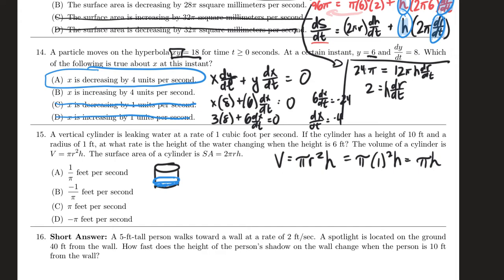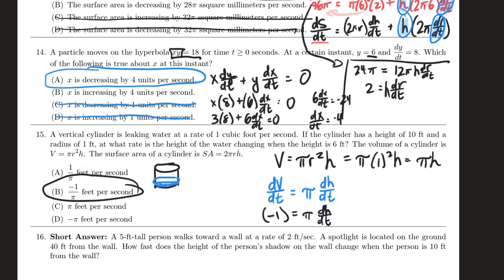And now we take the derivatives. Again, remembering pi is a constant, so I'm just going to get pi to stay. And the derivative of h is dh dt. And then we plug in what we know. Water's leaking at a rate of 1 cubic foot per second. So the water moving out is going to change the volume. And the volume is going to be going down, so it's going to be -1. And we're trying to find how the height is changing. So we're trying to find dh dt. So I just divide by pi, and I get -1 over pi feet per second.